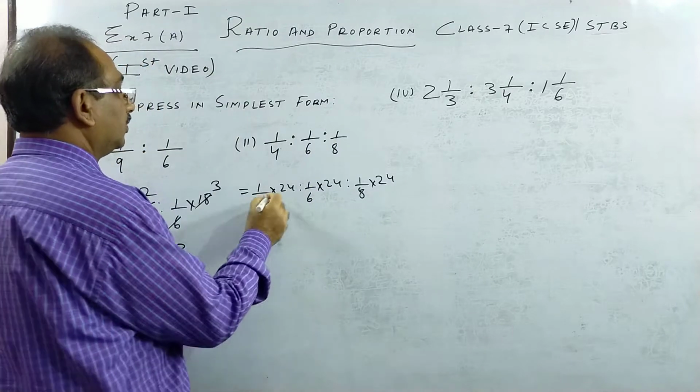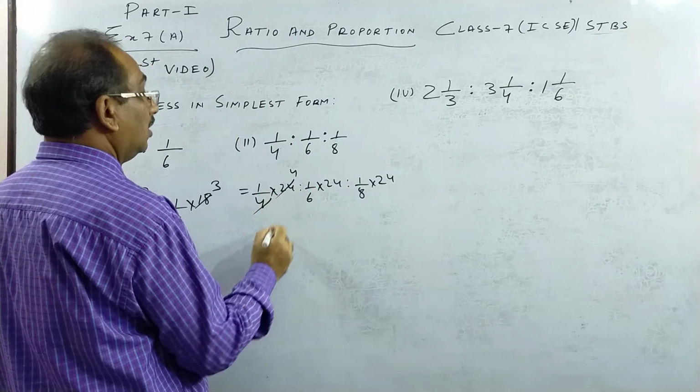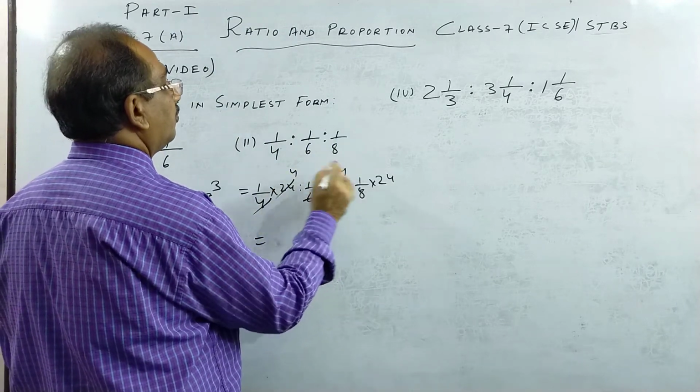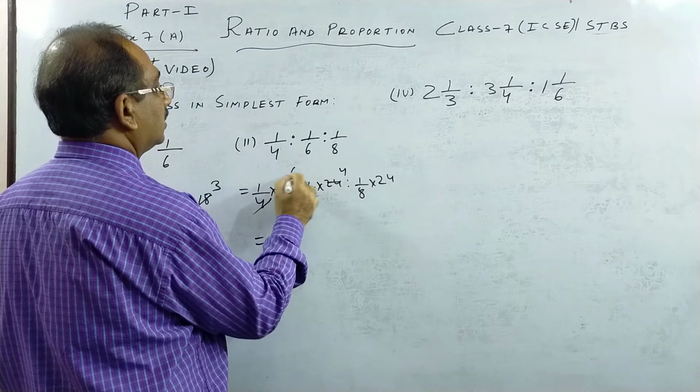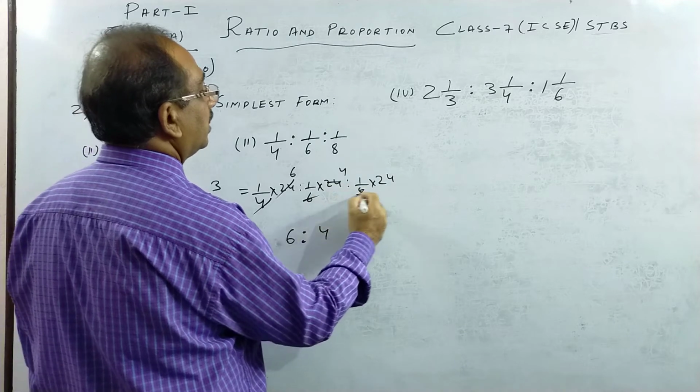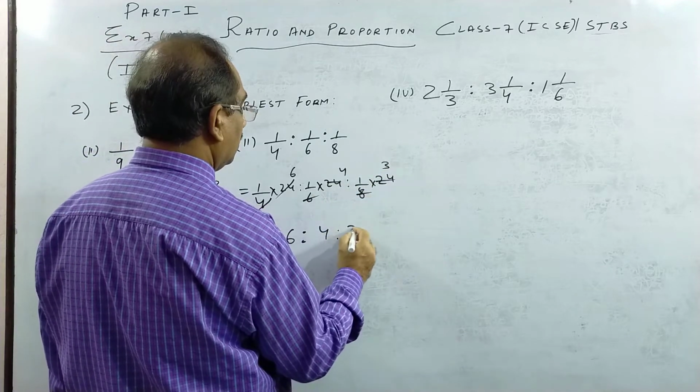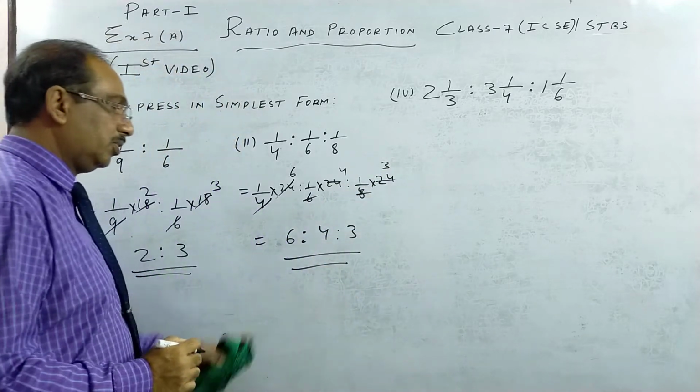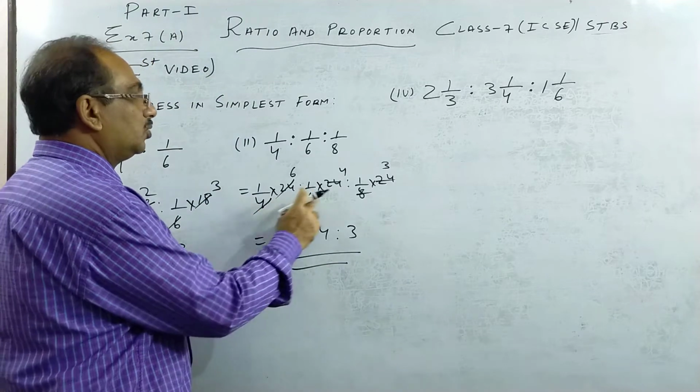Now this will go 6 times, this will go 4 times, this will go 6 times. 4 6s are 24, 6 4s are 24, 8 3s are 24. So this is our answer. Once more we get LCM 24. You see, each one will go.